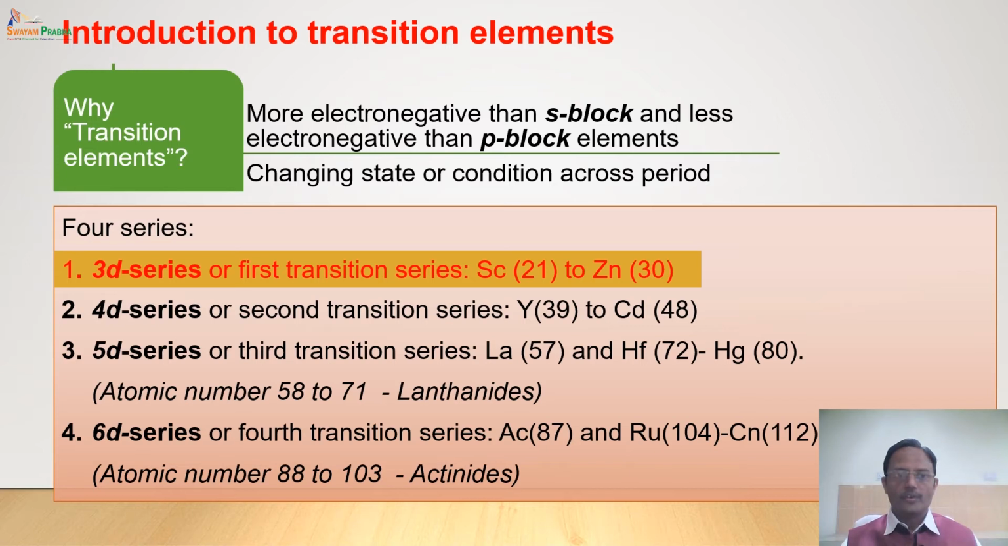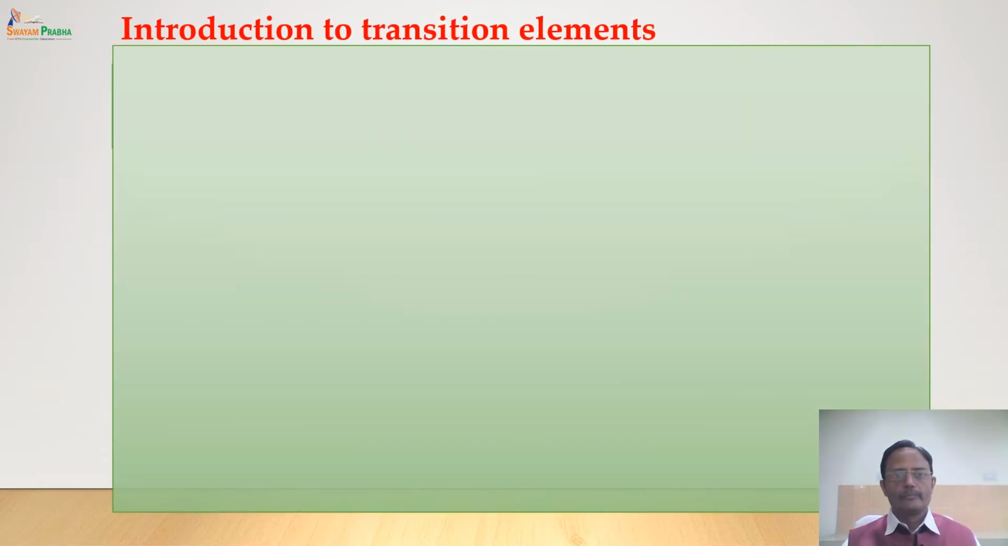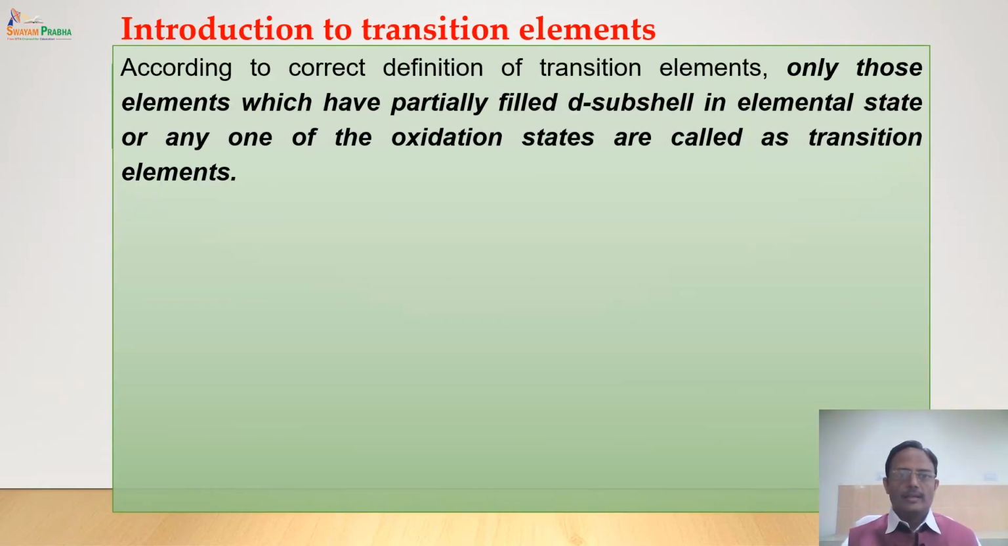Now we will be focusing mainly on the properties of the 3d series or first transition series, scandium to zinc, atomic number 21 to 30. Let us see the properties of these elements one by one.